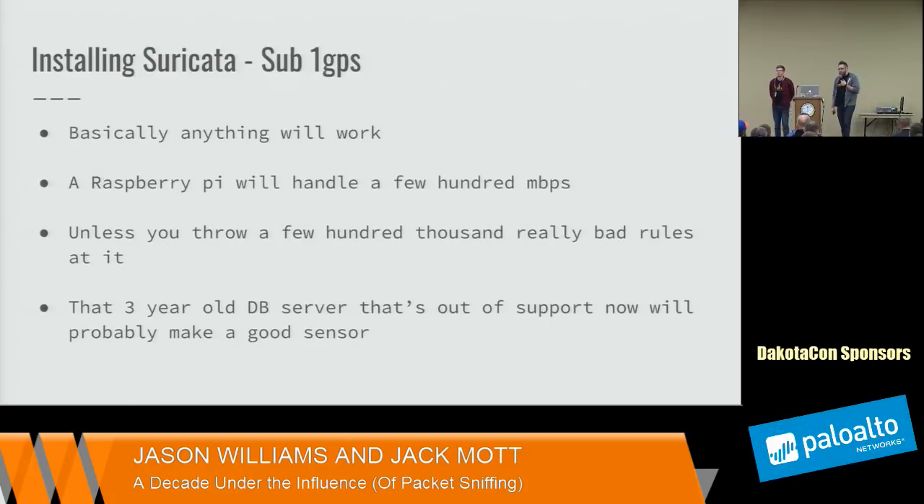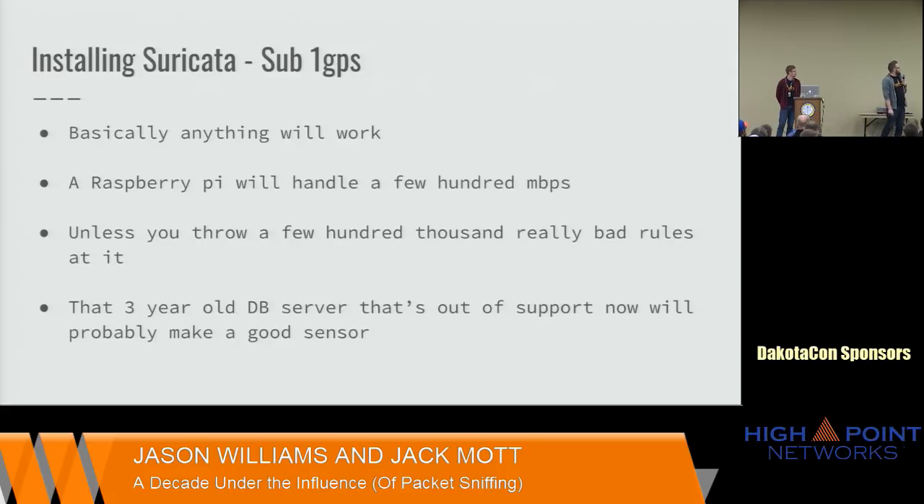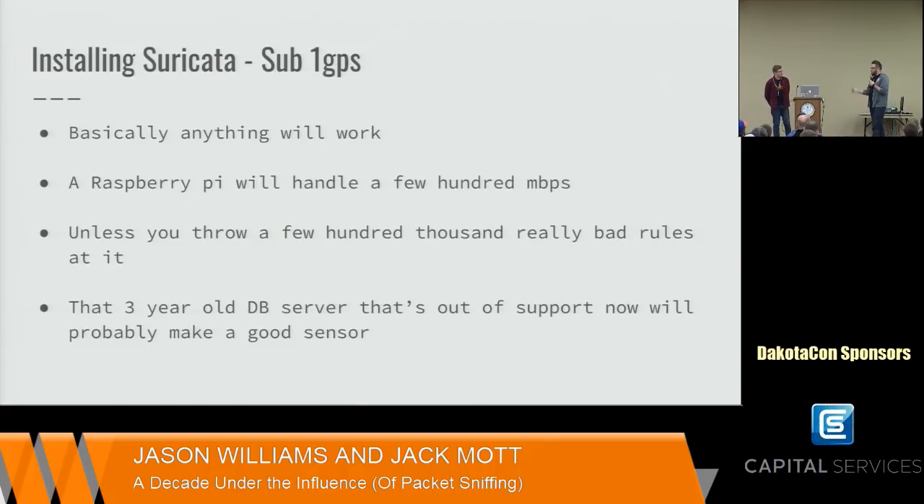So under a gig, basically anything will work. You can use a Raspberry Pi to handle a few hundred megabit per second of traffic. Unless you have tons and tons of really terrible rules, like lots of PCRE rules that don't have good contents and aren't anchored anywhere. If you dumped out like 500,000 DNS rules from your MISP instance or your CRITS instance, it's a bad way to go.